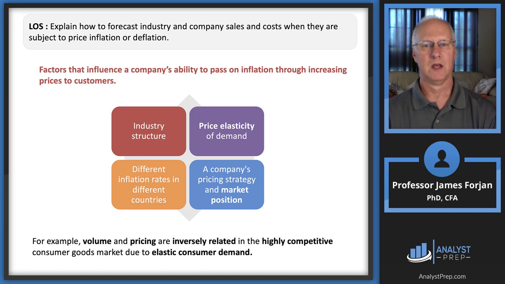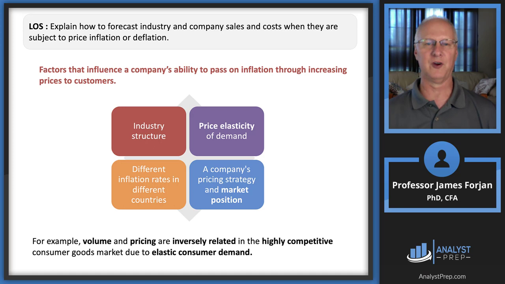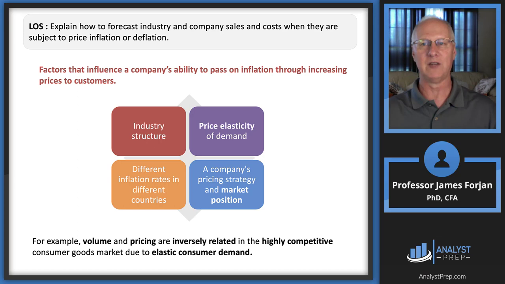All right, this is a simple one here. Factors that influence a company's ability to pass on inflation, right? So the industry structure. If I am making these donuts and lots of people around me are making donuts and our prices rise together, then that's probably okay. This is so true, at least in our area. We have, I don't know, five or six different convenience stores that sell self-serve gas, and I'm just amazed that the price of gas is identical throughout our town. So industry structure means that you can pass those on.